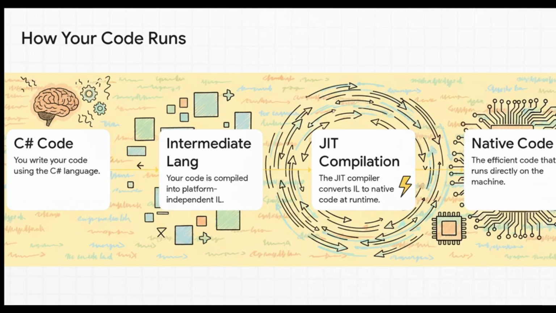So how does your C# code actually go from what you type to what the computer understands? Well, first, it gets compiled into something called intermediate language, or IL. Think of it as a generic, universal set of instructions. Then, when you actually run your app, the just-in-time compiler, the JIT, kicks in. It acts like this super smart translator on the fly, converting that IL into native machine code that is optimized for the exact computer it's running on. And that's the secret sauce that makes .NET apps both portable and incredibly fast.